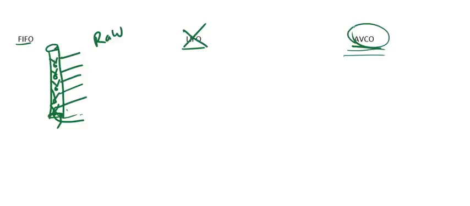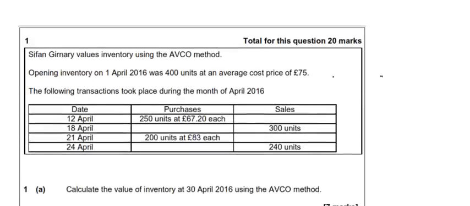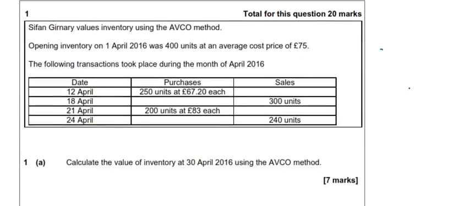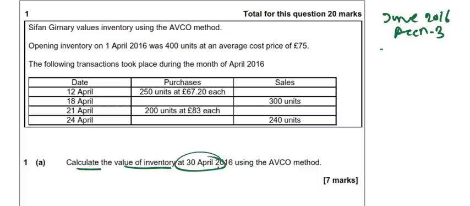I have chosen some questions from a past paper. Yet again, it's an AQA A-level past paper, June 2016, ACCN 3, but equally important for any other exams regarding FIFO and AVCO. They're asking: calculate the value of inventory on 30th of April using the AVCO method. And they're talking about 7 marks.